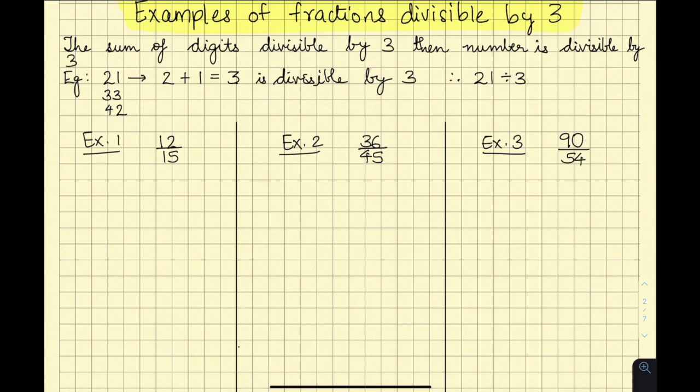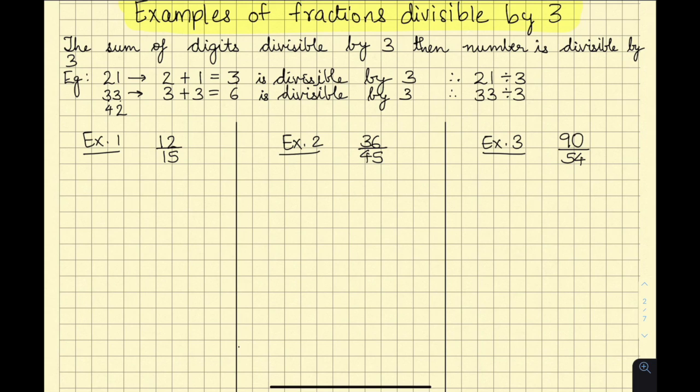Next number is 33. We add the digits of the number 33, that is 3 and 3. You get 6. So 3 plus 3 is 6. Now this is divisible by 3, and hence 33 is divisible by 3.